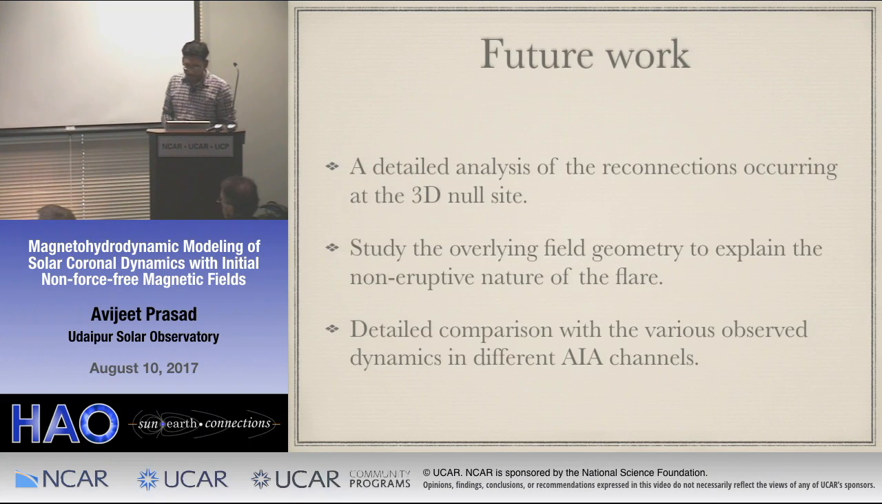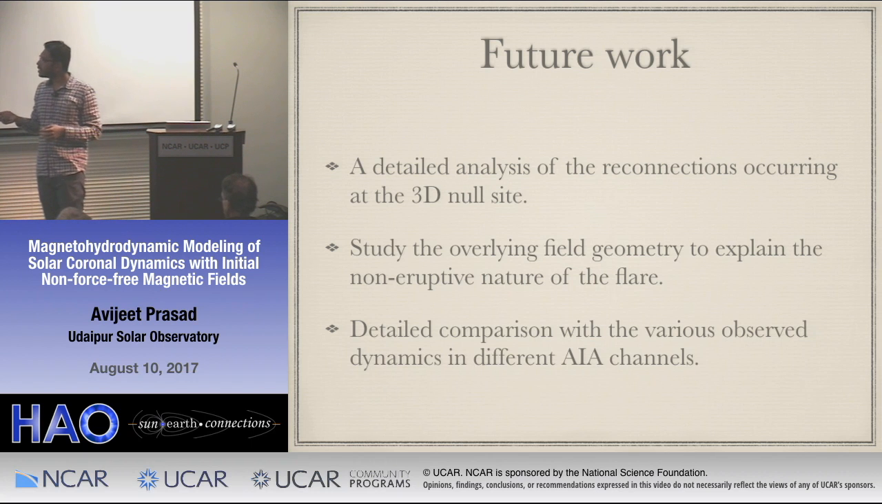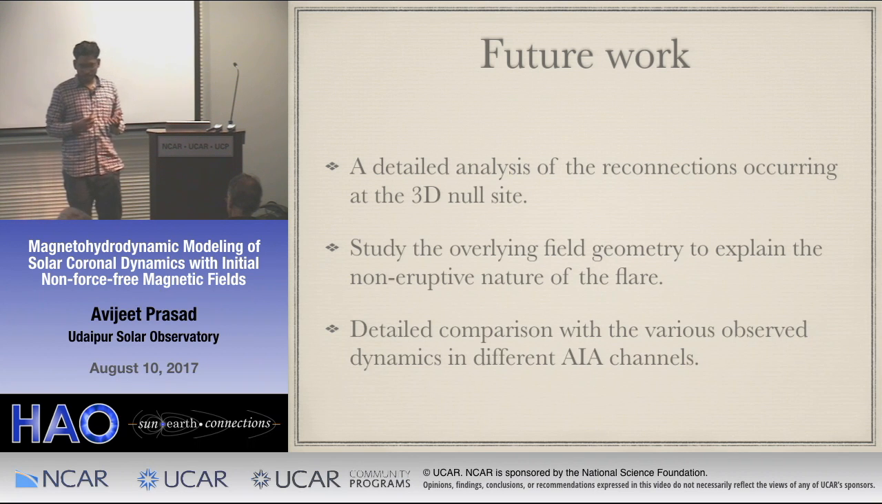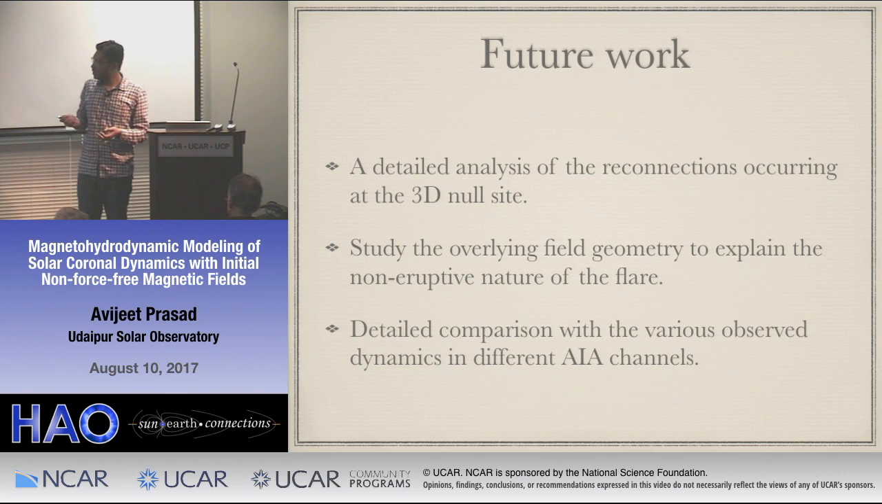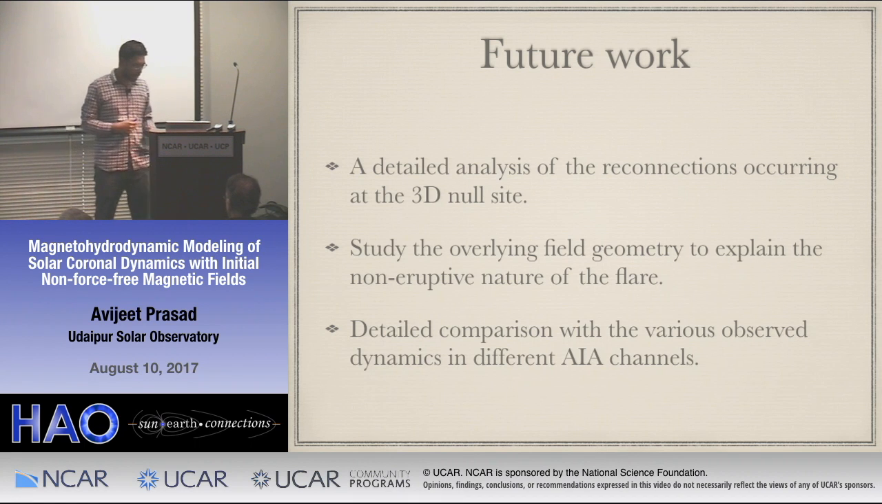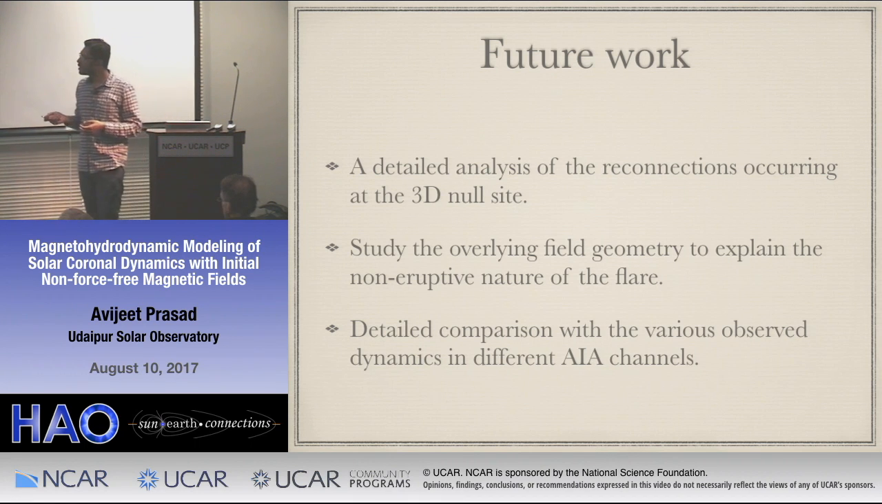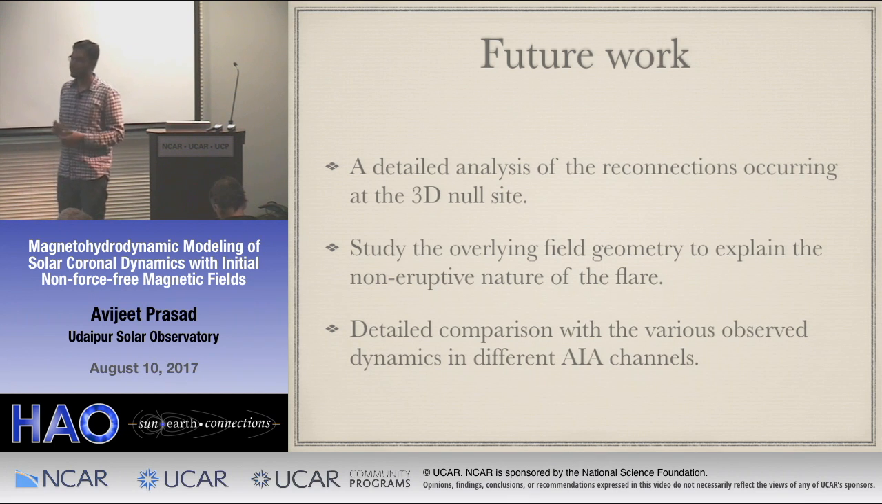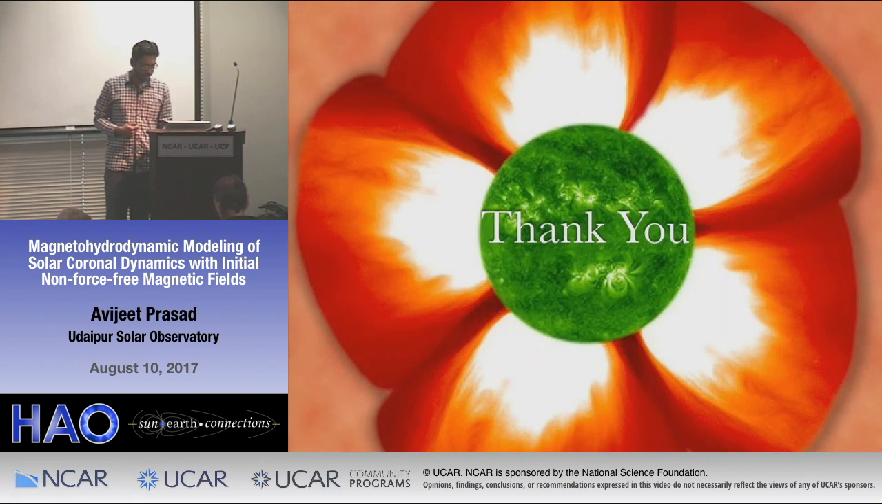In future, we plan to do a detailed analysis of these reconnections that are occurring at this 3D null site, and this was a non-eruptive event. So we would like to study the overlying field geometry to explain why there were no CMEs produced by such a major X-class flare. Because in general, we know that in almost 95% of cases, if there is an X-class flare, it is followed by a CME. In this case, there were no CMEs. So we would have to study the overlying field geometry to explain this. We also have to do a detailed comparison of various observed dynamics in different AIA channels. So yeah, thank you.